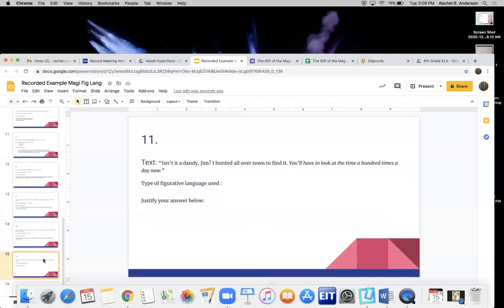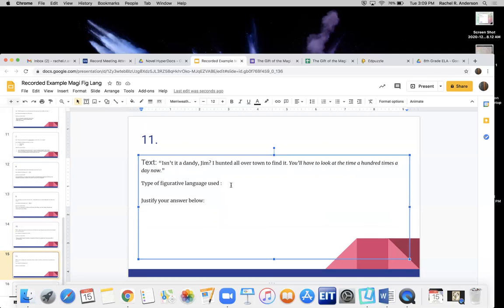We have 2 more. So our text for 11 says, isn't it a dandy, Jim? I had to hunt all over town to find it. You'll have to look at the time 100 times a day now. And if we look, our italicized part says, you'll have to look at the time 100 times a day now. Okay. Is it possible to look at your watch 100 times a day? Maybe, but we know that's just an expression that people use to say that they're doing something a lot, right? So that is an exaggeration because he's most likely not looking at his watch 100 times a day. So any extreme exaggeration is a hyperbole.